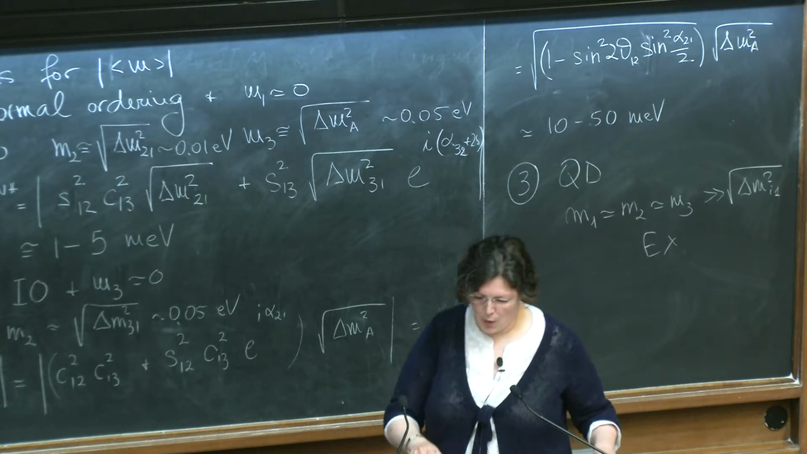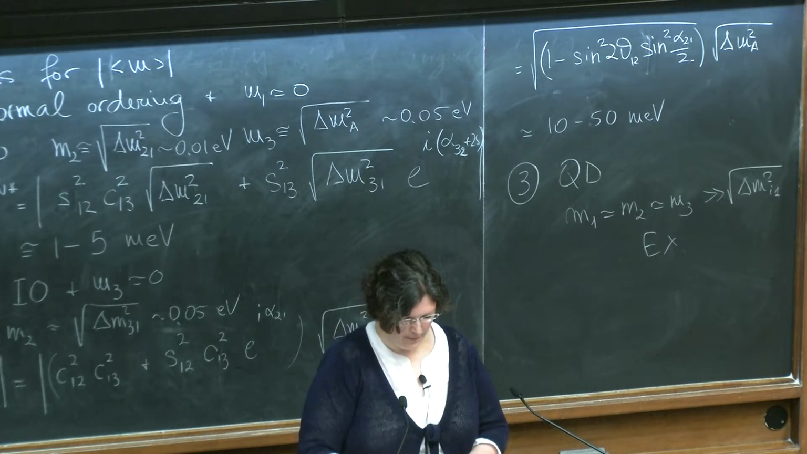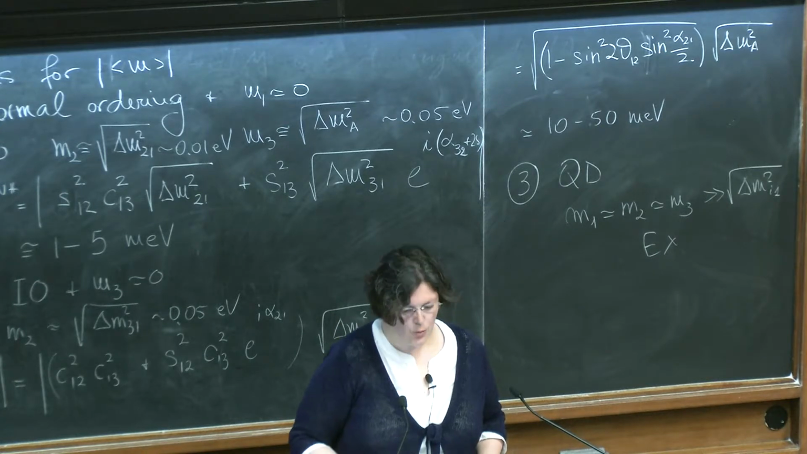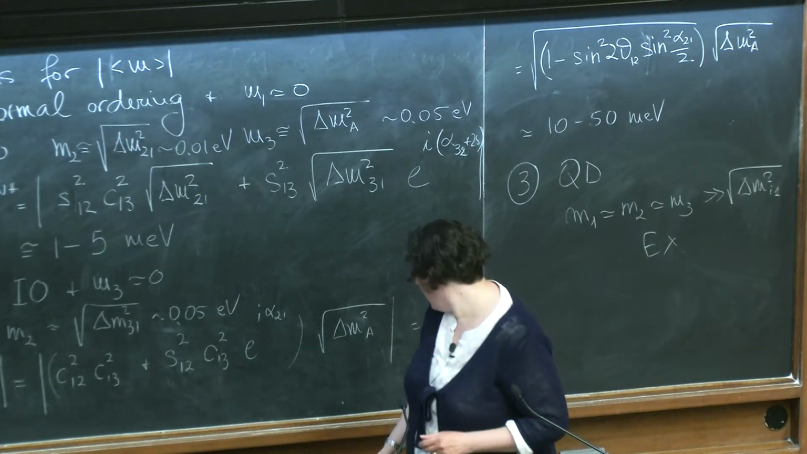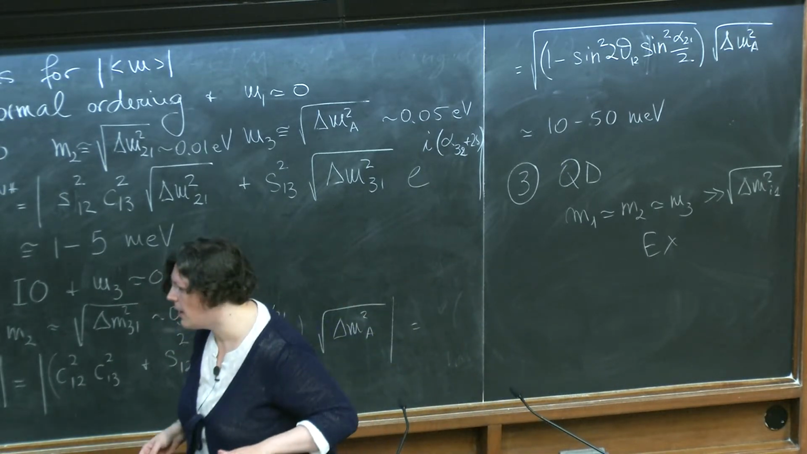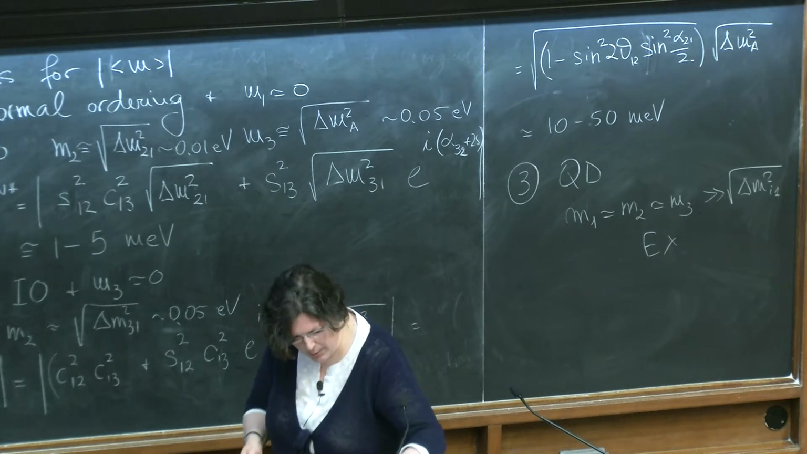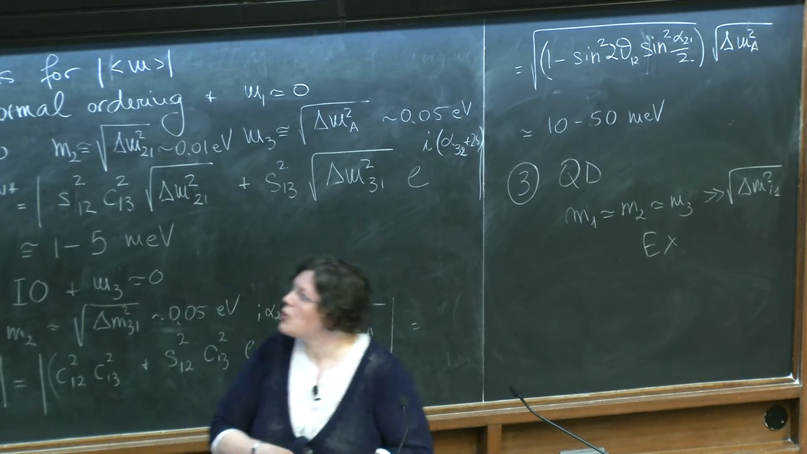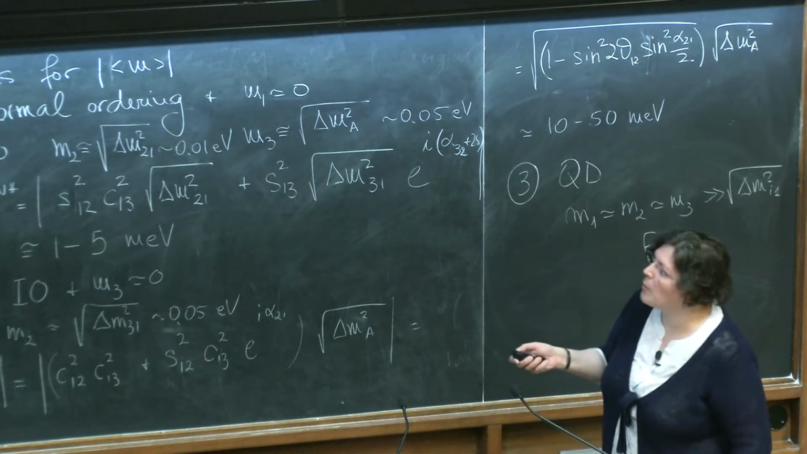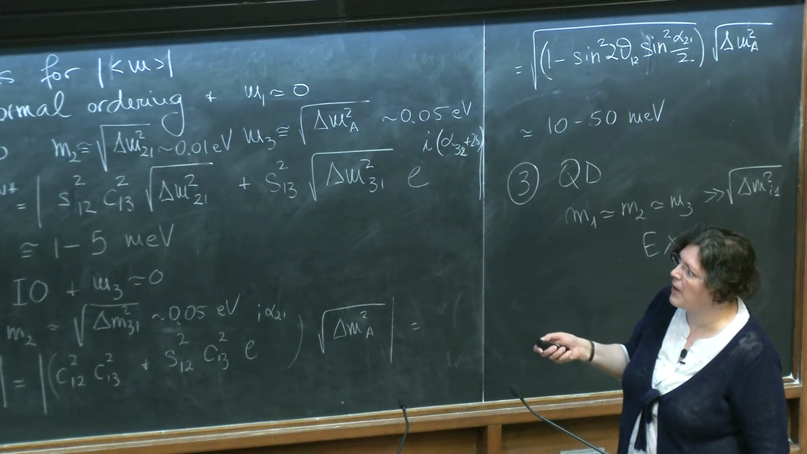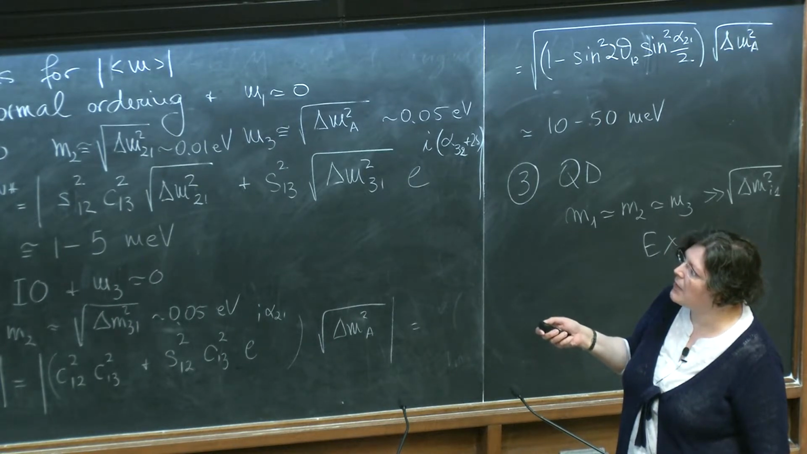So if you look at the overall picture, this is what you get. These are the full predictions for neutrinoless double beta decay. So this is the normal hierarchical regime, where we said it's very small, between 1 and roughly 5 millielectron volts. This is the inverted hierarchical case.